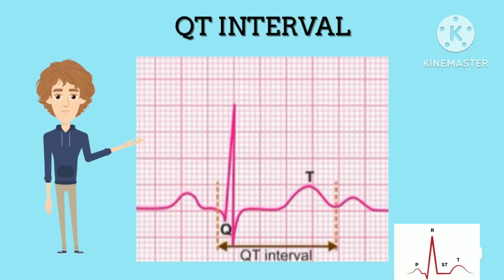QT interval is measured from the beginning of the Q wave to the termination of the T wave. The QT interval varies with heart rate, so for proper interpretation, the QT interval is corrected for heart rate. The corrected QT interval is known as the QTc interval, and it is determined by Bazett's formula, that is QTc equals QT divided by the square root of the RR interval. The normal QT interval ranges from 0.35 to 0.43 seconds.